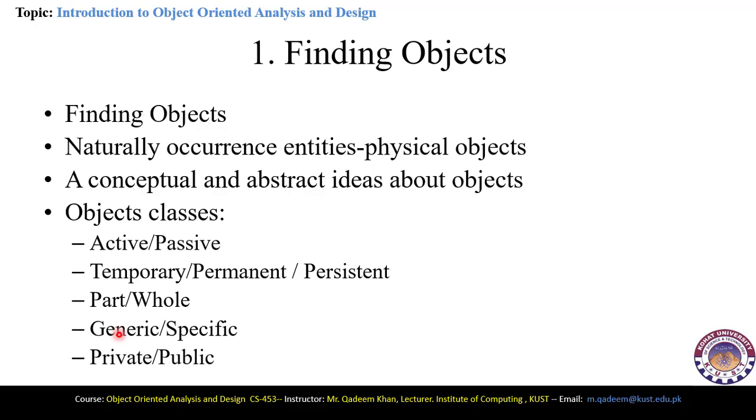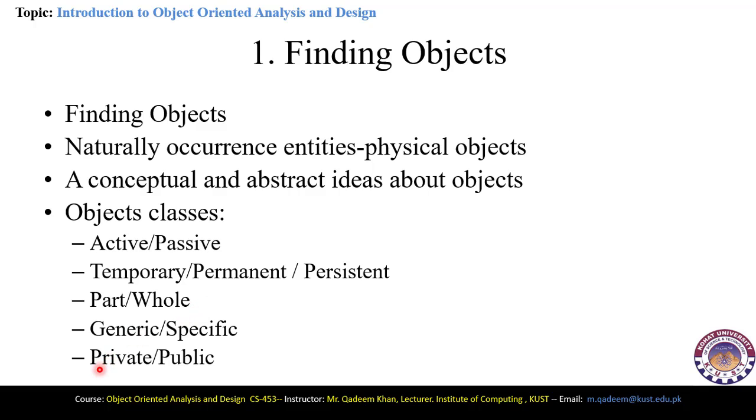Similarly, an object can also be generic or specific. A generic object is an object which can be placed into any problem, while a specific object is an object which can be represented for only one sort of problem. For example, ATM is one of the specific objects. But we can say that the bank is a generic object, meaning that there can be many banks, but every bank has a specific ATM card.